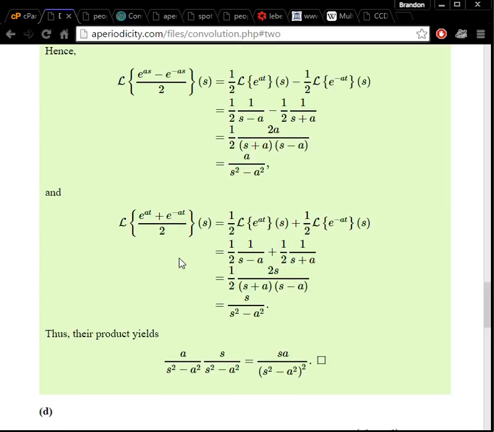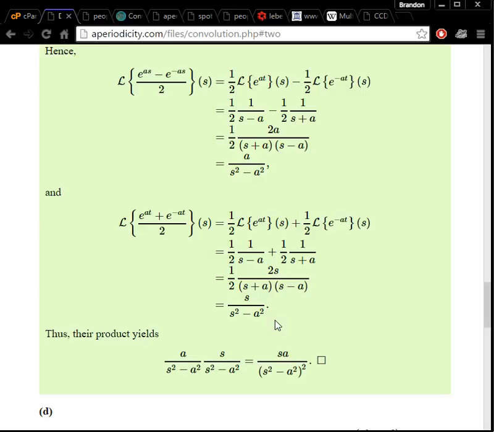And then for the second problem, the Laplace transform of e to the at plus e to the negative at over 2, we can split that up using the linearity of the Laplace transform, and it's the same thing, except we have a positive in between, and so we add these together, and we obtain an s on the top after the 2's cancel between the numerator and denominator, and obtaining a like base.